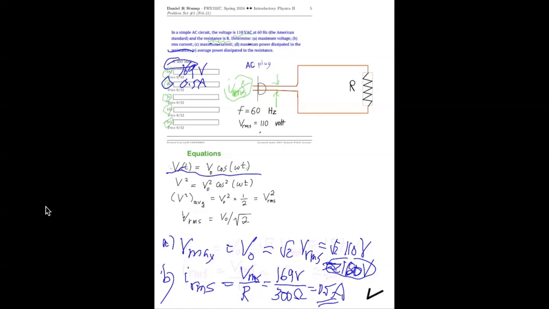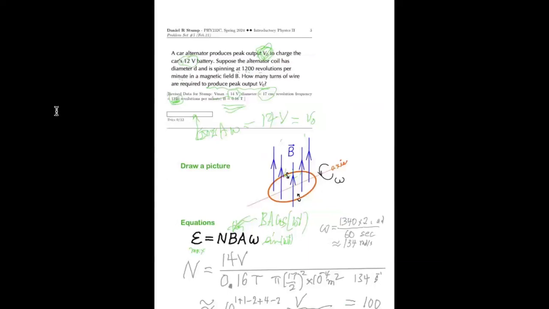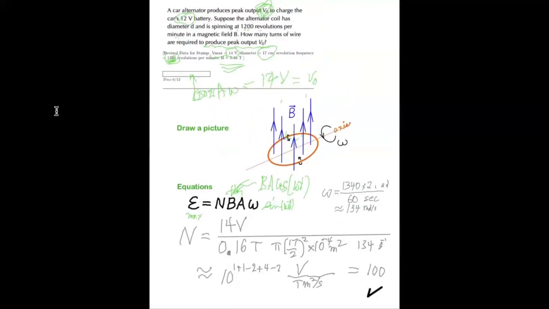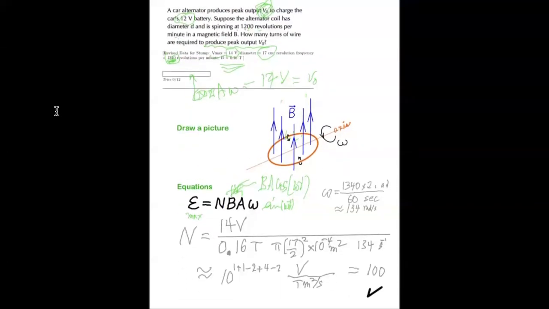Let's see. Which problem? In all problems, there's a calculation of the unit. This unit? This unit? Let's look at this unit because it's a little complicated. Yes, it is this one. Okay, let's see what we've got here. We take this equation, we put in E, B, A, and omega.